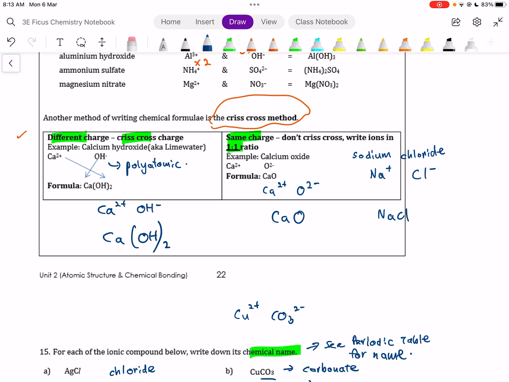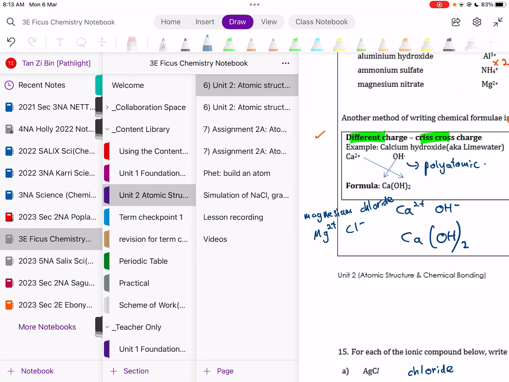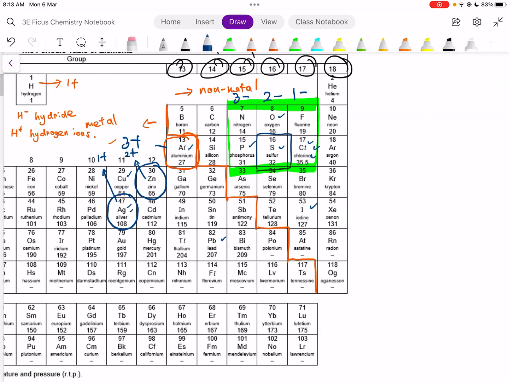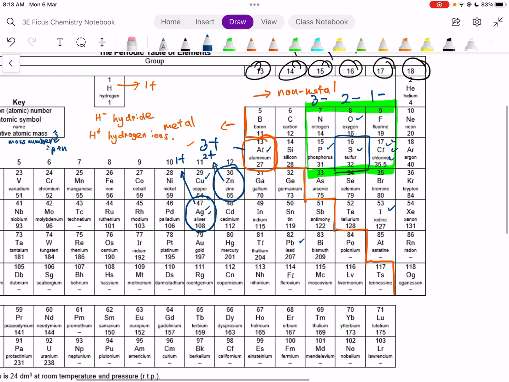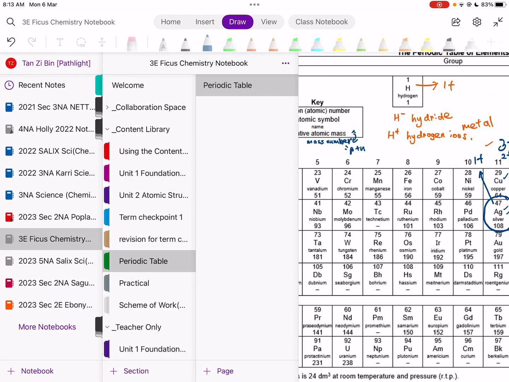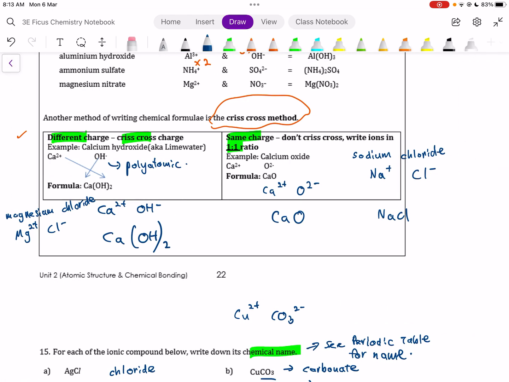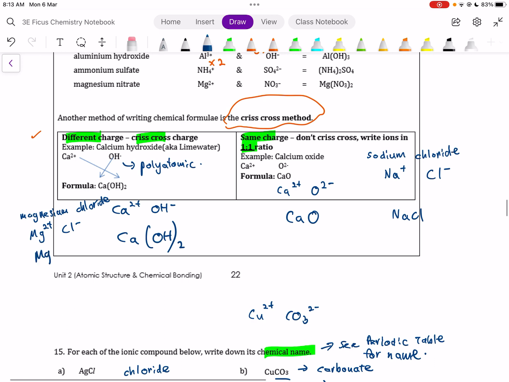But another case is this. For example, you have magnesium chloride. This one is not polyatomic; this one is Mg2+ and Cl-. If you refer to a periodic table once again, Mg2+ and then Cl-. So here you don't need to put a bracket, you just write MgCl2, because this is monoatomic.